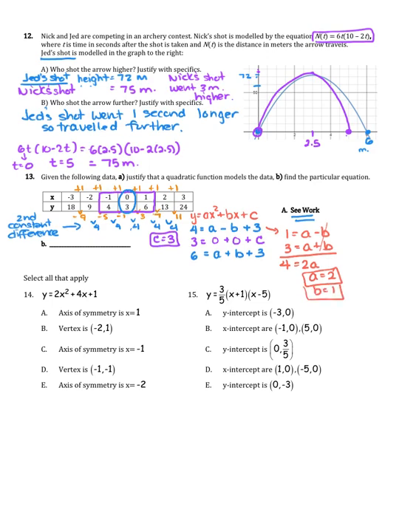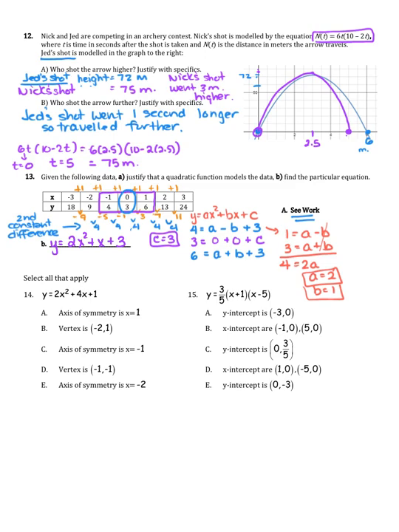And then we need to put it all back together. So that gives us y equals 2x squared plus x plus 3. And that would be your final equation. All right, we're almost there.